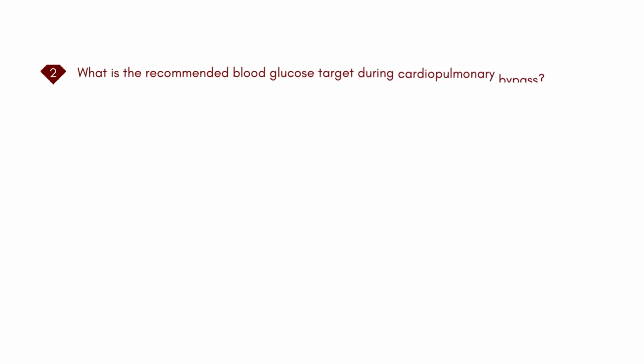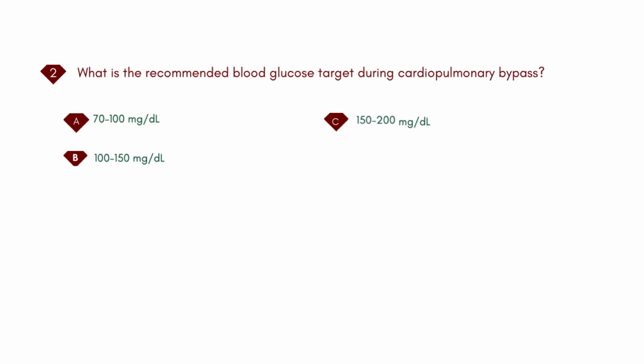What is the recommended blood glucose target during cardiopulmonary bypass? A. 70 to 100 mg/dL. B. 100 to 150 mg/dL. C. 150 to 200 mg/dL. D. 200 to 250 mg/dL. Answer: A. 70 to 100 mg/dL.